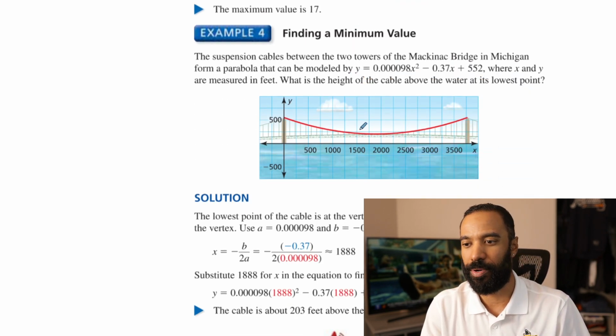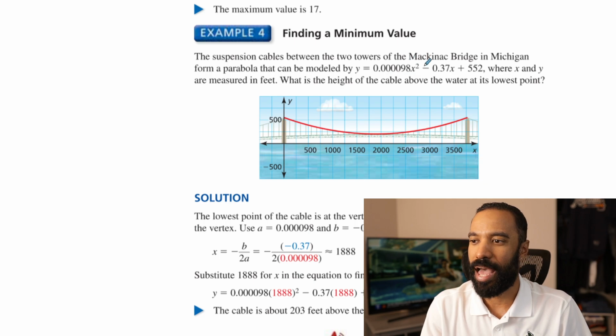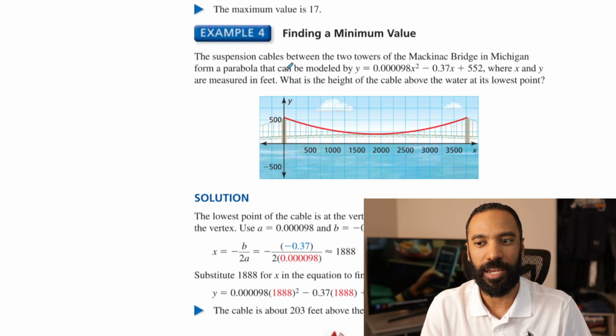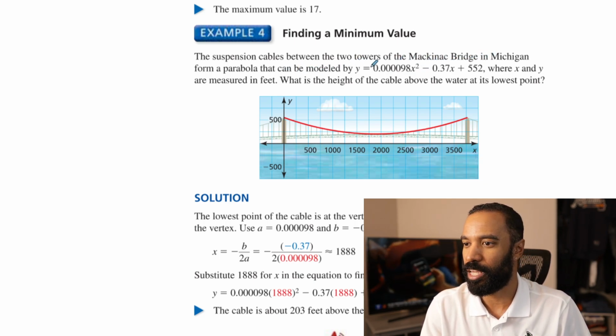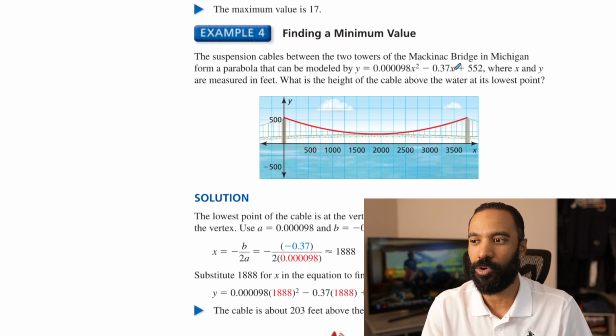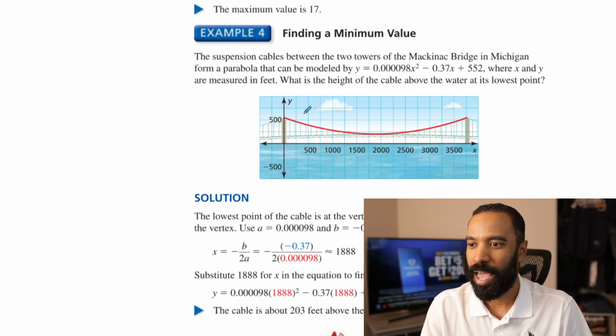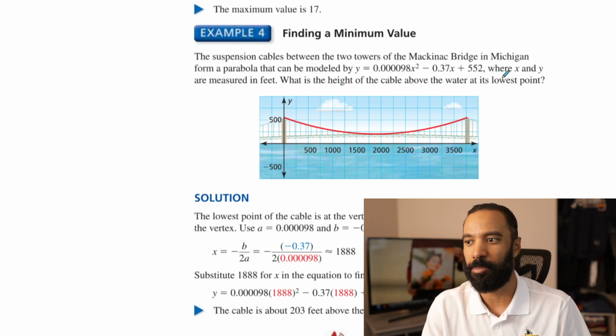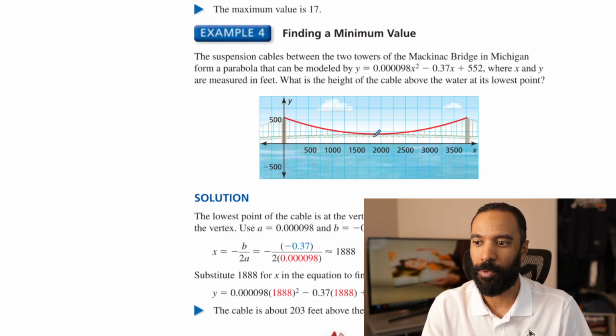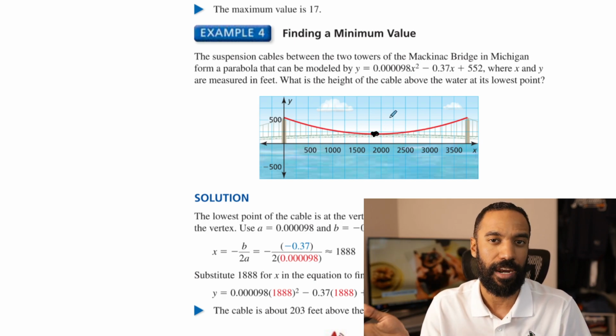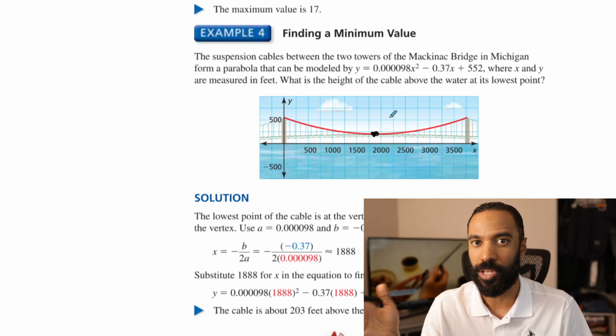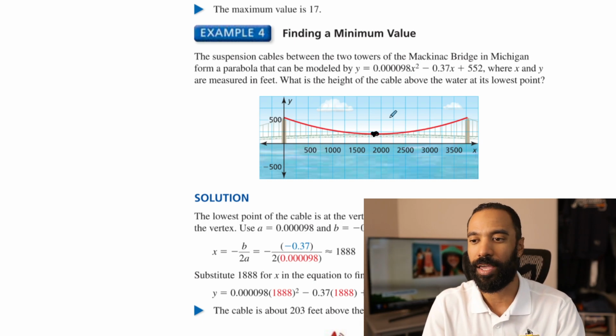Let's find a minimum value, and it looks like a word problem. The Mackinac Bridge in Michigan forms a parabola that can be modeled by this weird looking equation, where x and y are measured in feet. Good thing I have a calculator handy if we have to use it. So there's the parabola. They ask, what's the height of the cable above the water at its lowest point? They want to find the minimum height. And that's how you can address it: this is a y question. It's not an x question.